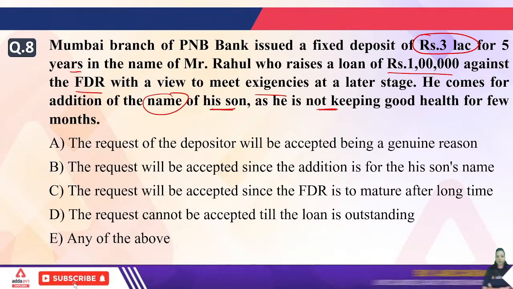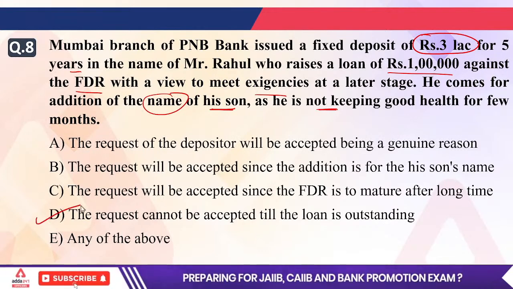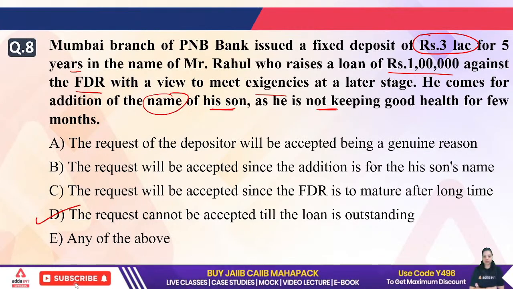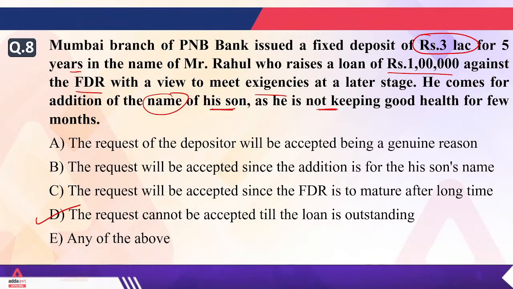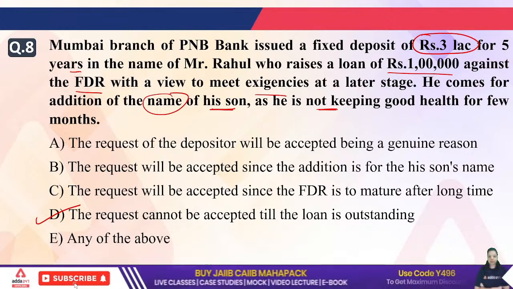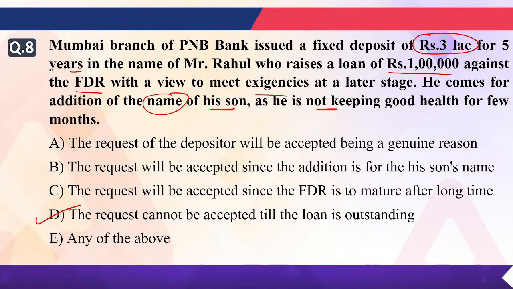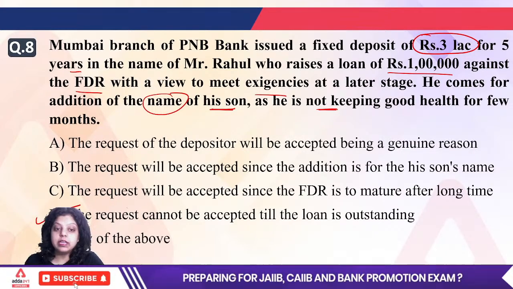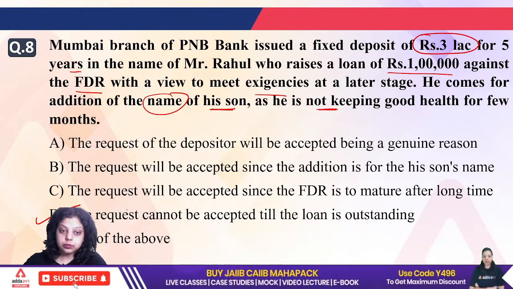The right answer will be D, because if you have not taken a loan from the bank, then the bank can immediately transfer or add the name of the son of Mr. Rahul. But Mr. Rahul has taken a loan of 1 lakh on the 3 lakh FD, so he cannot add the name of his son until the loan is outstanding. So the right answer is option D.